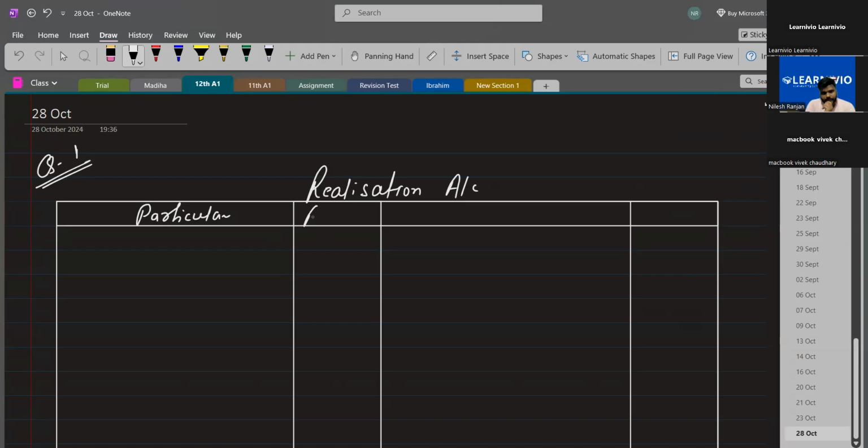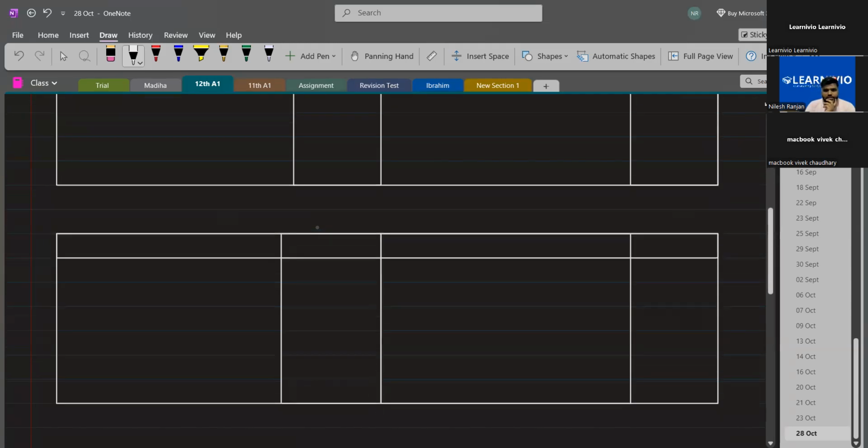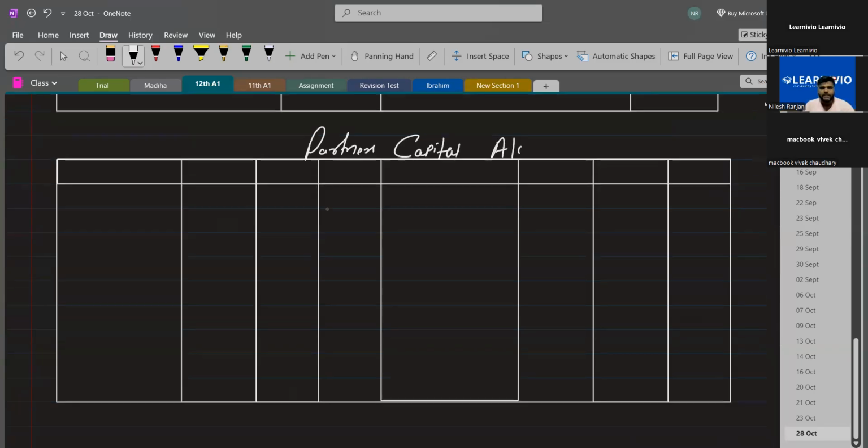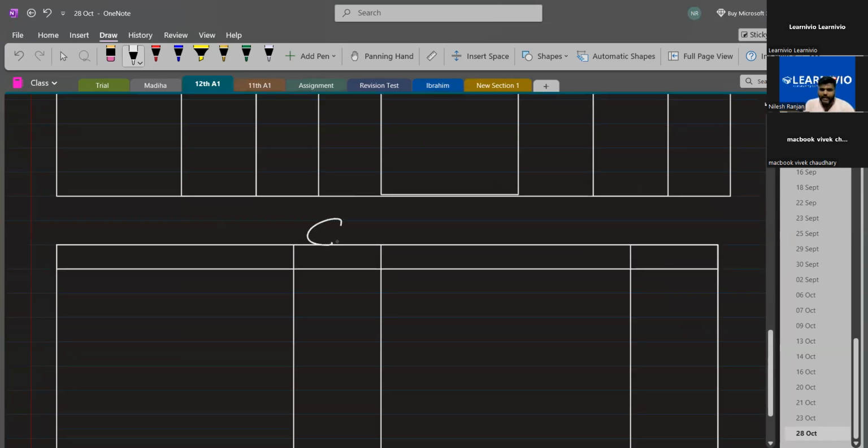Particular, amount. Particular, amount. Actually, we haven't discussed the journal entry yet, but no issue. We will solve this question, then we will discuss journal entries. Partners loan account, then partners capital account, and after that there is cash account.